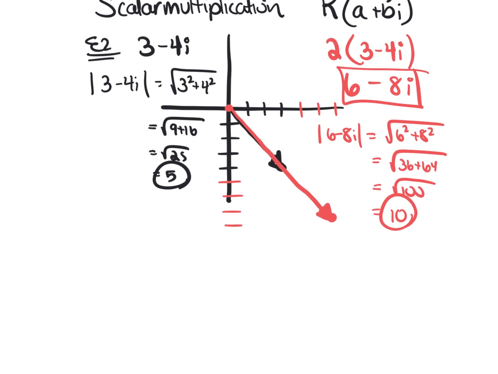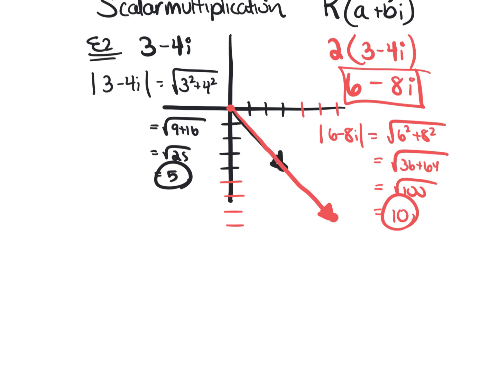All right, what do you think is going to happen if I say, let's try 1/2 of 3 minus 4i? Okay, is the direction going to change? Are we still in the fourth quadrant? Do you think the modulus will change? So let's see what happens. If I distribute a half through, I get 1.5 minus 2i. So let's go, right 1.5, down 2. Here it is. Okay, that's the number 1.5 minus 2i.